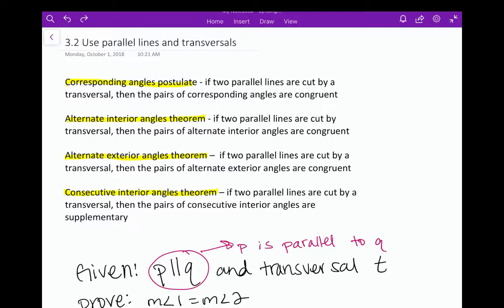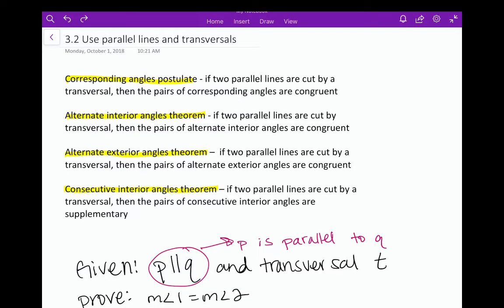All right, here's lesson 3.2, using parallel lines and transversals. So we have one postulate and three theorems here. The postulate is the corresponding angles postulate, which says if two parallel lines are cut by a transversal, then the pairs of corresponding angles are congruent.